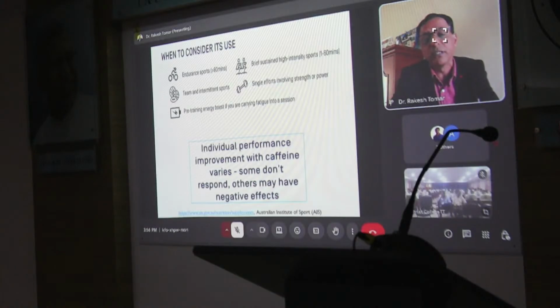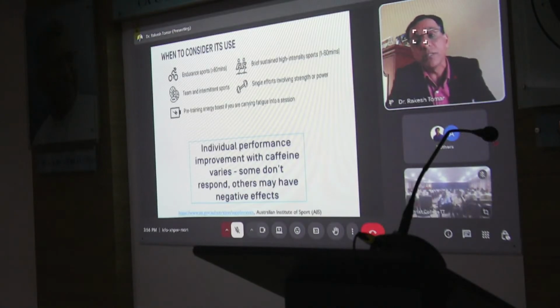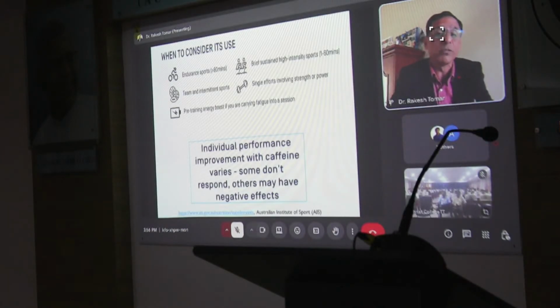And also it can be used in brief sustained high intensity sports which last for 1 to 16 minutes. Means you see it has a dual benefit. It can be used in a marathon, a 42-kilometer race, and it can also be used in a 400-meter run. And also in single efforts involving strength or power, like a clean and jerk, or strength events when you are lifting weight, there also it has proven benefits.